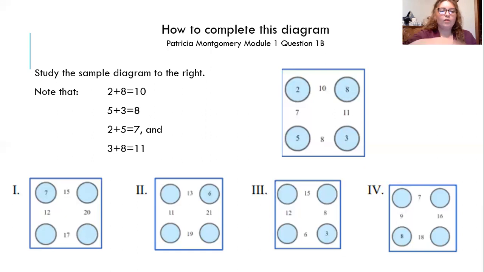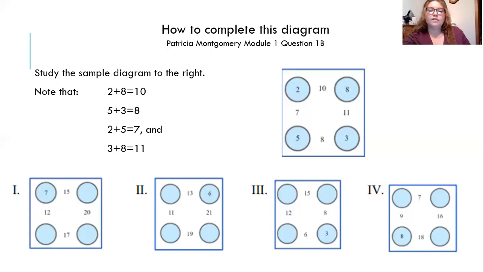So then you can continue going around. So then 8 plus what number is 20? You would get 12, and then 12 plus what number is 17? And you're going to get 5, which would also be 5 plus 7 is 12. So then we're going to go ahead and do that for the second one as well. So what number plus 6 is equal to 13? And you get 7. And then 7 plus what number is 11? You get 4. And then 4 plus what number is 19? And you'll get 15, which then you can check by 15 plus 6 does equal 21.